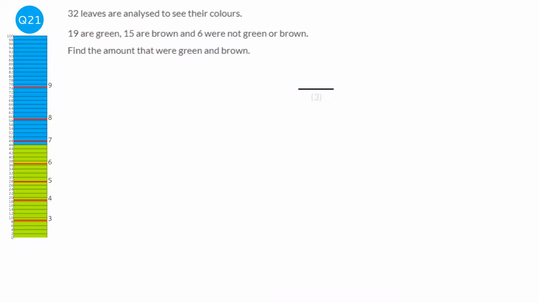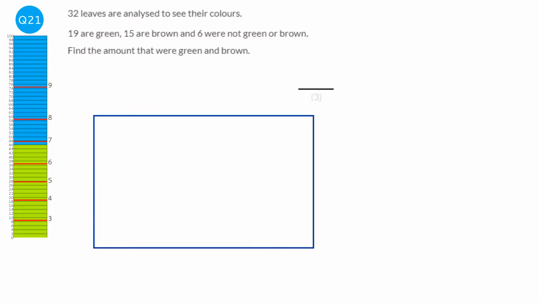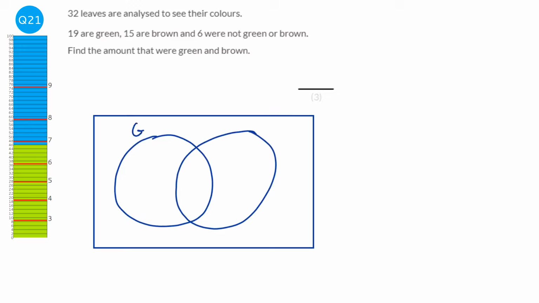We don't have to for this question, but it might be helpful to draw a Venn diagram for this. And we've got green and brown leaves, so we'll have green on the left and brown on the right. And we're told that there are 19 green and 15 brown and 6 that were not green and brown. So the only number we can put in is the 6 on the outside of the Venn diagram. We're told that 19 are green, but we don't know which, either they're in here or a bit of both.